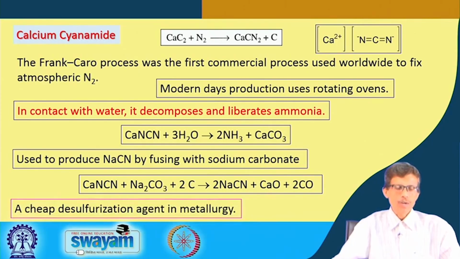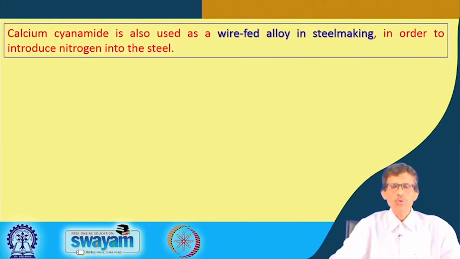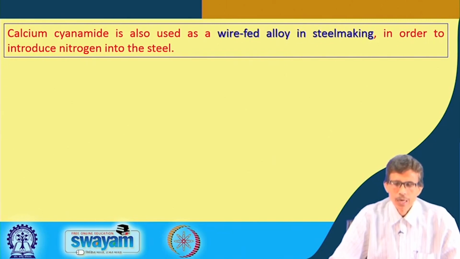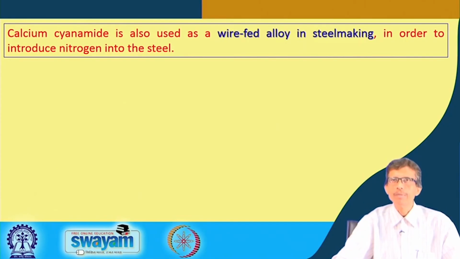So, this particular process is also utilized for desulfurization, because you can take out the sulfur present in the metallurgical processes. So, it is basically a very useful desulfurization agent in metallurgy. This calcium cyanamide is also used very well for wire fed alloy in steel making. While we make steel and wire fed alloy, a particular type of alloy is made by the introduction of elemental nitrogen into the steel. Nitrogen cannot go through any other nitrogen salt or nitrogen from the air, but it can go via calcium cyanamide.